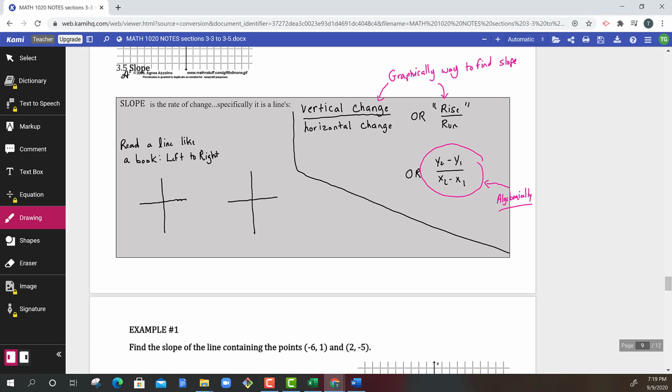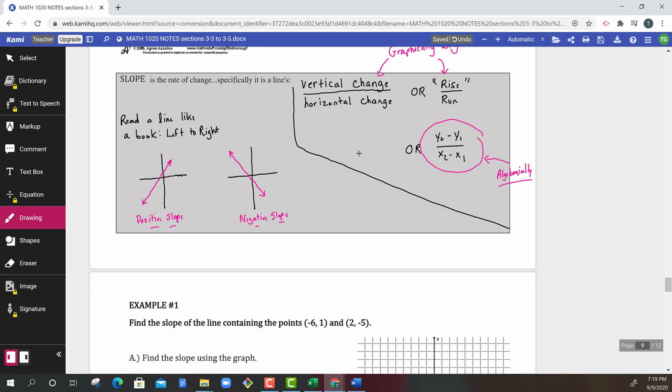So from left to right, if you see a line starting down here and rising from left to right, that is an example of a positive slope. So if you do your calculations for a line like this and you get a negative slope, you'll know you've calculated incorrectly. And then likewise, from left to right, this line is trending downhill. So this line should give you a negative slope.